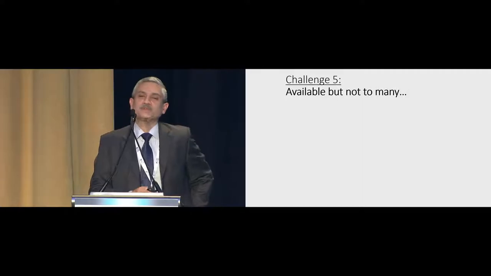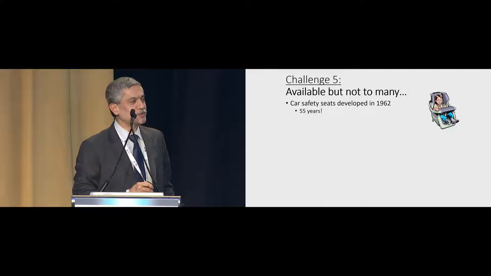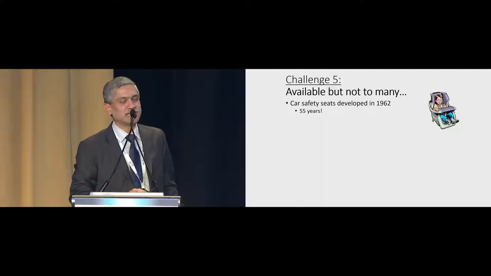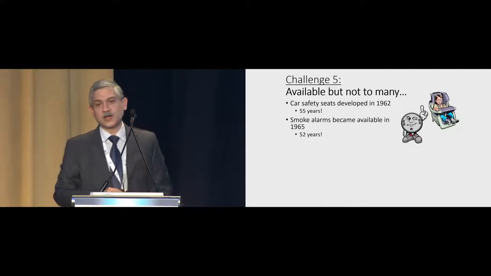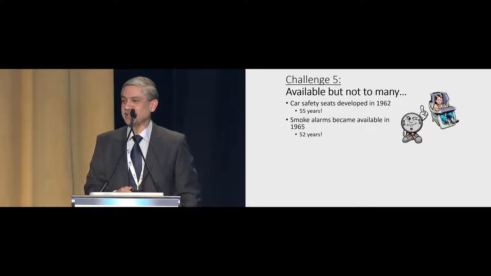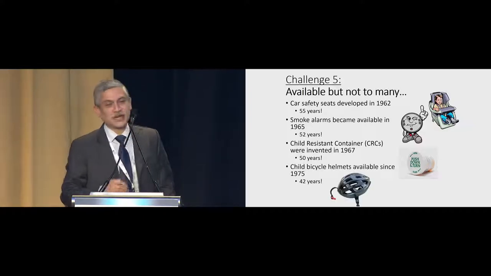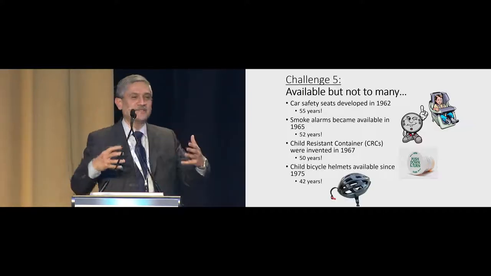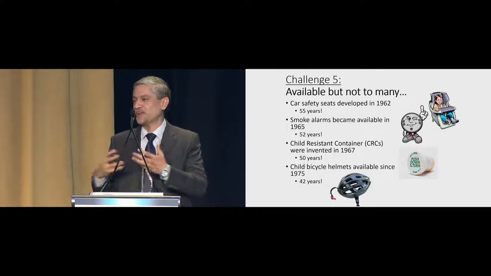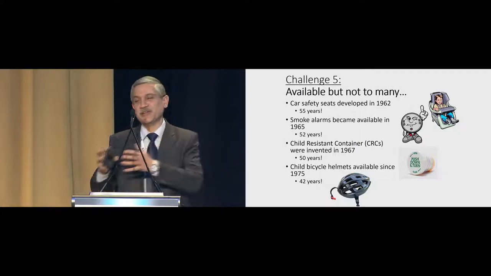A fifth challenge, which I think is embarrassing. Do you know what is embarrassing? Car seats were developed 55 years ago. How many people are using car seats in low and middle income countries? Smoke alarms, 52 years ago they were developed. Have you seen smoke alarms? Child-resistant containers, 50 years ago. Child bicycle helmets, 40 years ago. These interventions are available. Their scientific effectiveness has been demonstrated. The question is, we failed to implement them. The people who need them the most actually don't have them.